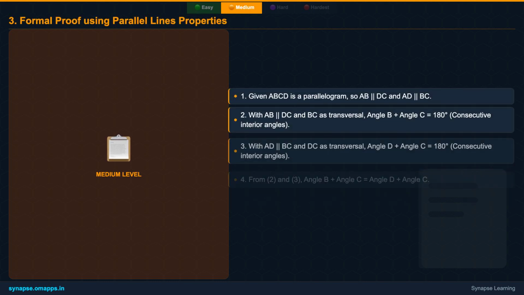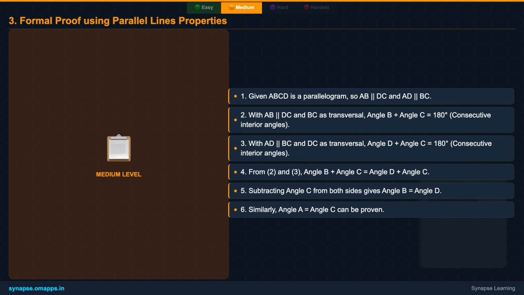Understanding this proof isn't just an academic exercise, it's a powerful tool for solving problems. When you encounter geometric problems involving parallelograms, this property allows you to set up equations and find unknown angles. For example, if angle E in a parallelogram is given as 3x + 10 degrees and its opposite angle G is x plus 40 degrees, you can simply equate them.